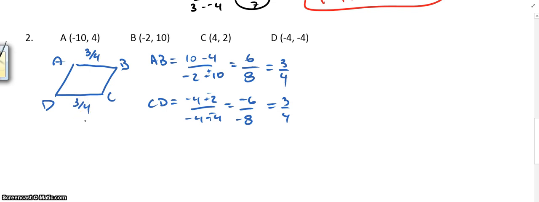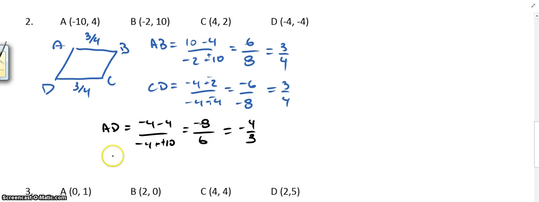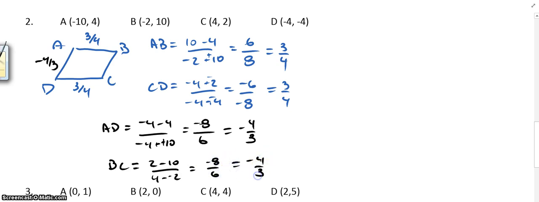Good start. Now let's go AD and BC. So AD, we're looking at this one and this one. -4 minus 4 over -4 minus -10 gives me -8 over 6, which is -4/3. That's interesting. And then we have BC. BC gives us 2 minus 10 over 4 minus -2, which is -8 over 6, which is -4/3.